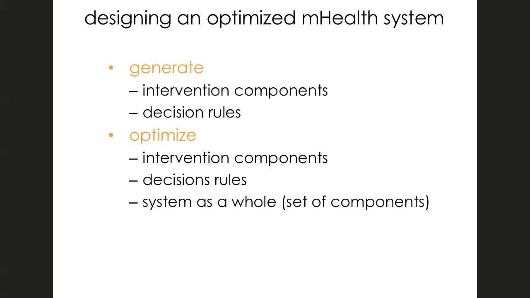And so you need intervention components that you can test, and you need decision rules, especially in the context of mobile health. You need to know when a particular intervention component is going to be used, right? So you need to first create those, and then you need techniques to optimize those components, decision rules, and then the system as a whole.